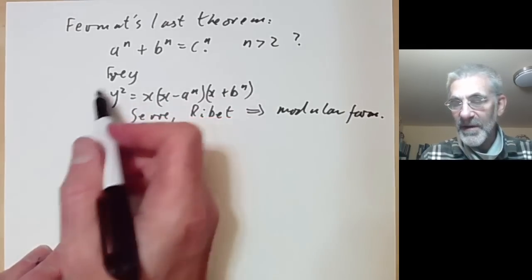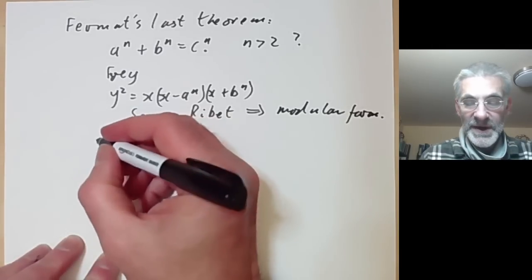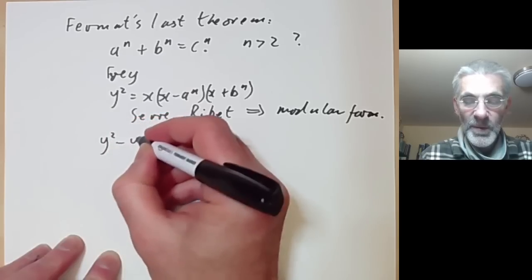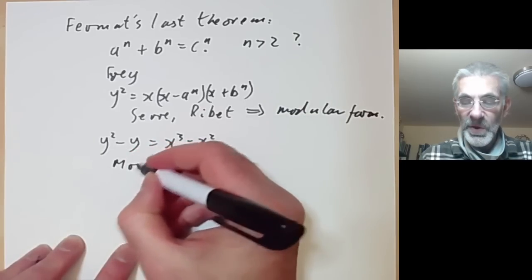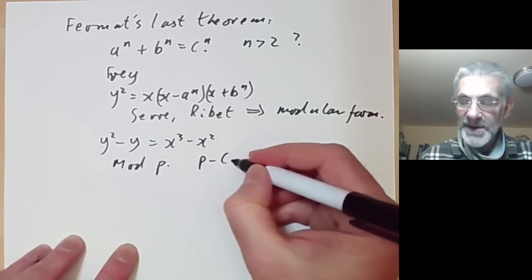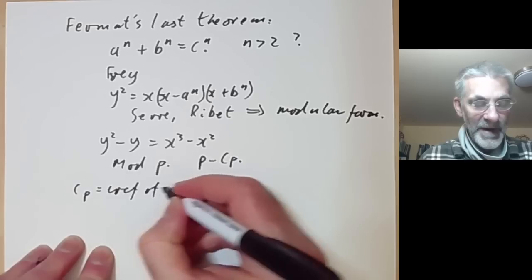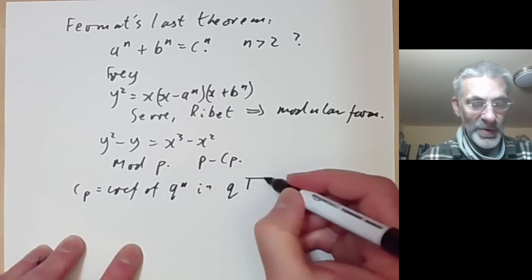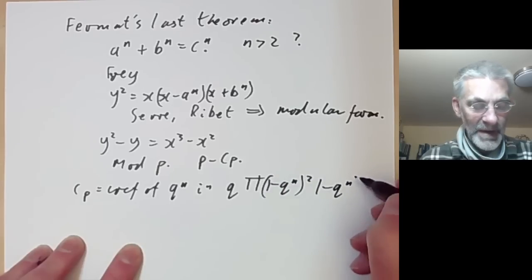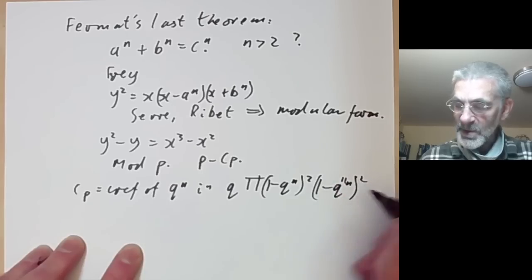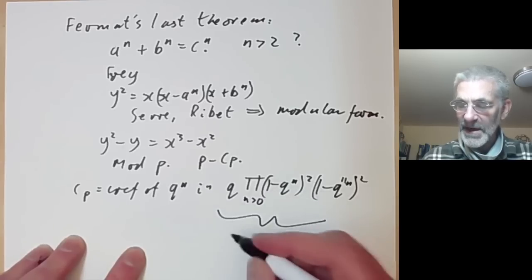If you've got an elliptic curve looking something like this, then Wiles proved there's always a modular form associated to it. And let me show why with an example. If you look at y squared minus y equals x cubed minus x squared, then the number of solutions mod p to this is p minus cp for some constant cp. And cp is the coefficient of q to the n in q times the product of 1 minus q to the n, squared, times 1 minus q to the 11n, squared, which looks like a really bizarre infinite product. And this turns out to be a modular form.